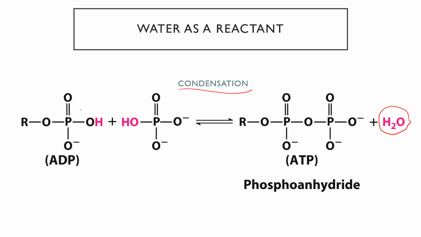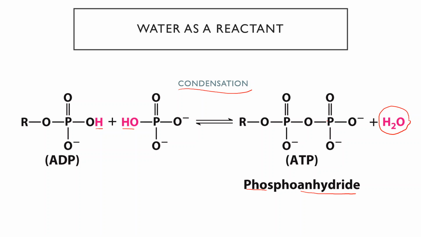Here in this case we're converting ADP into ATP, or just anything with one phosphate into two phosphates. So one phosphate loses a hydrogen, the other one loses an OH, and you form a new bond called a phosphodiester bond, or sometimes called a phosphoanhydride. The reason it's called anhydride is because it's formed by losing that water molecule. So there are reactions that produce water like this.